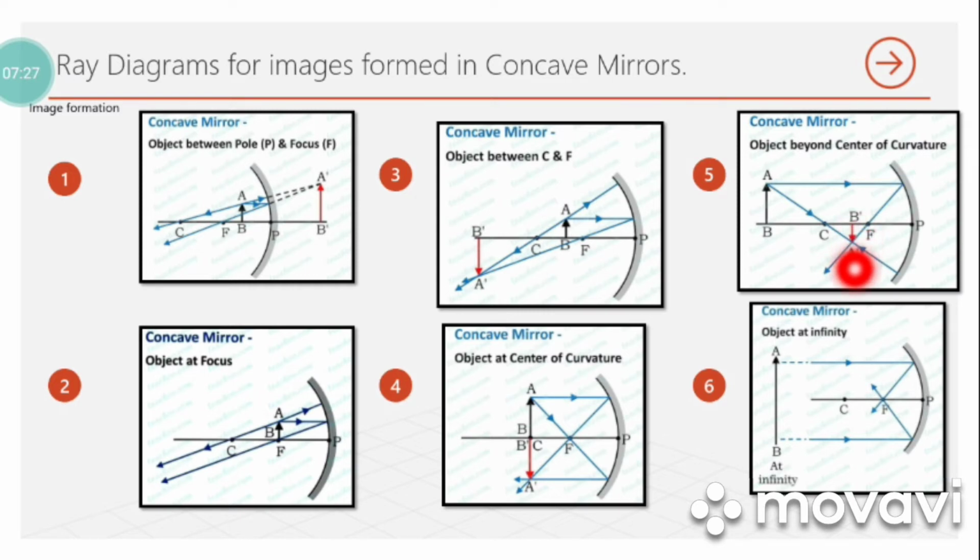It is inverted, it is real, and it is diminished. That is, it is very small. And finally, if the object is placed at infinity, that is at a very large infinite distance, then the image is formed at the focus, it is inverted, real, and a point size image.